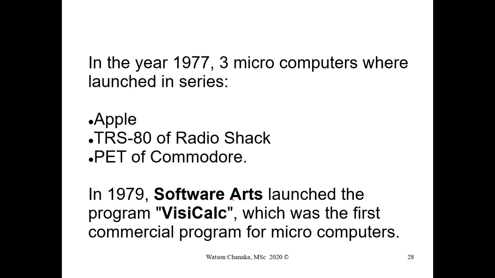So in the year 1977, three microcomputers were launched in series. They liked the combination of hardware and software. Hardware, those are the physical components of a computer. Like we're talking about the ENIAC, we're talking about the valves, we're talking about the cables, we're talking about the keyboard, we're talking about the monitor. Those are the physical components of a computer. Then in 1975, Bill Gates and Paul Allen created software, which are programs, which are going to make a combination now of the software and the hardware, and now we're going to have a working device.